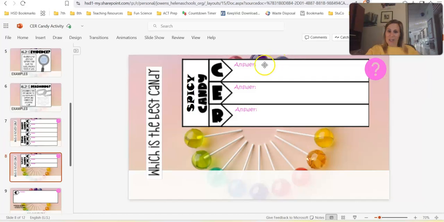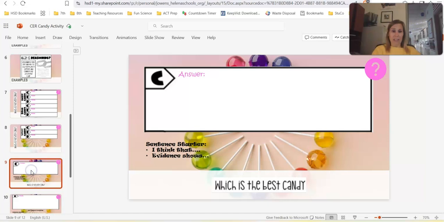Okay, so again, out of those 2, which is the best? What's your evidence for that? And then what's your reasoning? So remember, these could be observations, but it's not opinion. Okay, so 2 to 3 pieces of evidence, and then your reasoning for both of those pieces of evidence. Finally, you guys will take a look, ultimately, what is the best? Okay, out of all 6 candies, which one is the best?